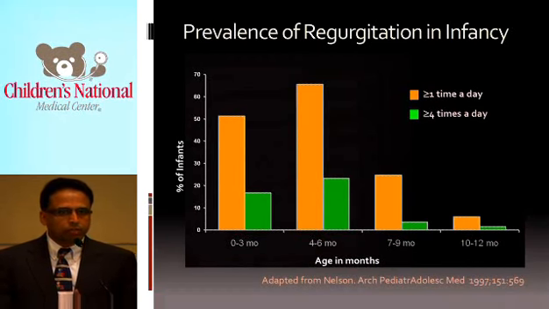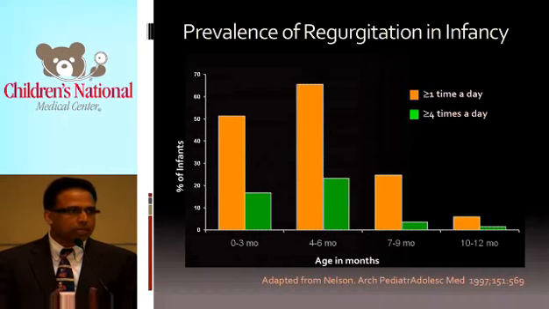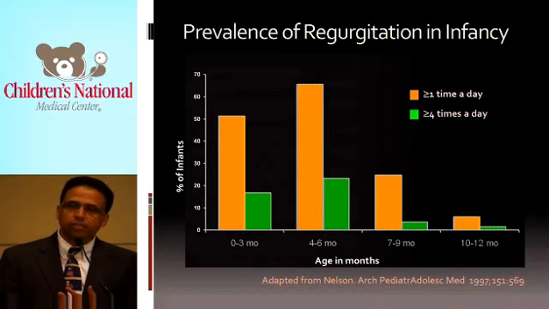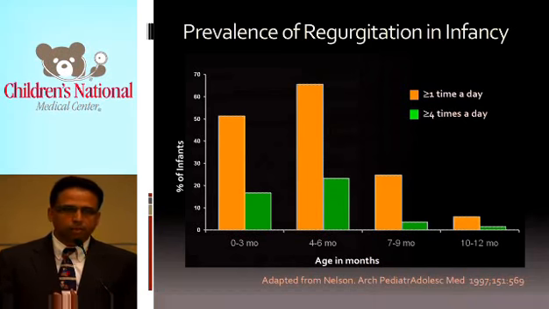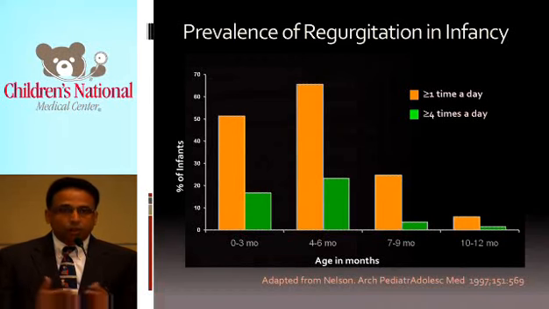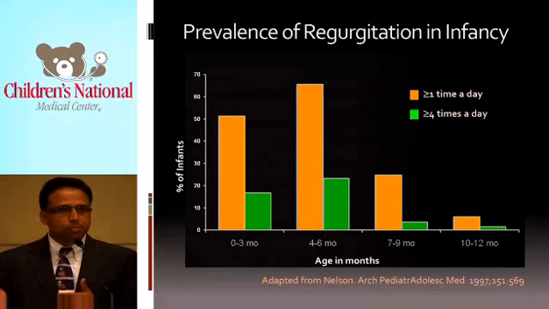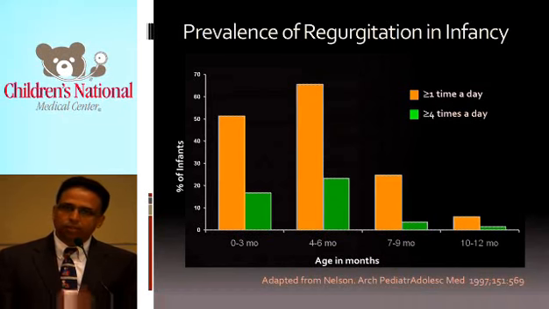And there are two messages from this graph. Number one, most refluxes will be less than 4. So most infants will have reflux, which is a small amount or less in number. Also, if you look, the 4 to 6 month bars are higher than the 0 to 3 month bars.